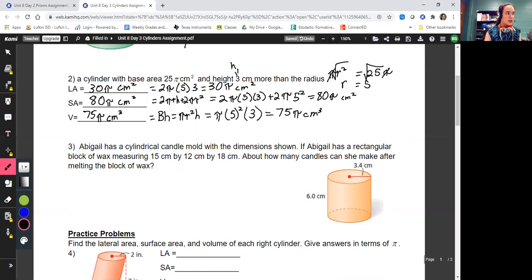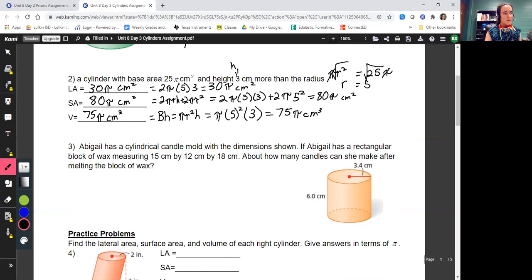And the last one on the guided practice, Abigail has a cylindrical candle mold with the dimensions shown. If Abigail has a rectangular block of wax measuring 15 by 12 by 18, how many candles can she make after melting the block of wax?